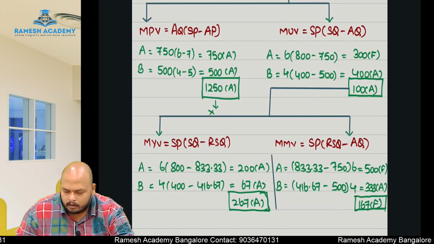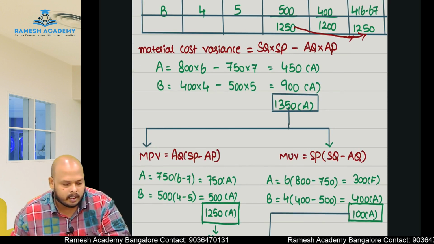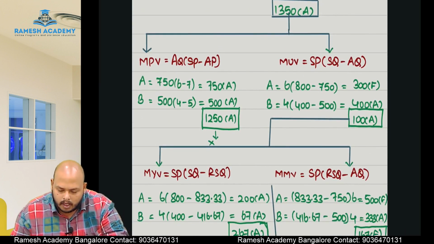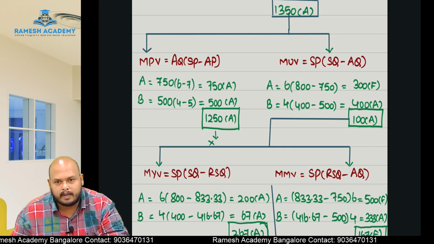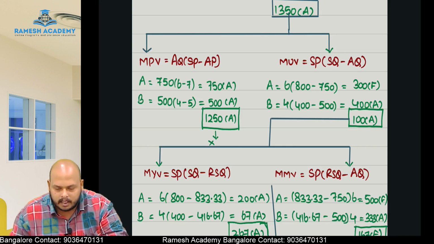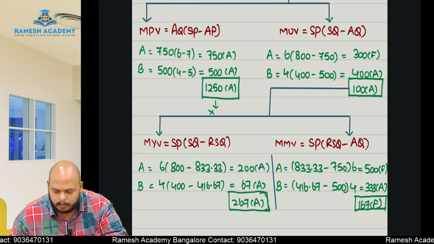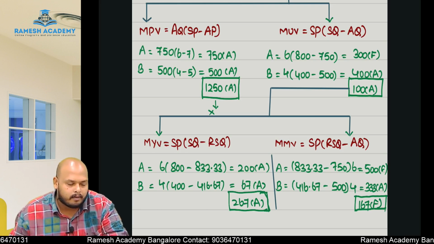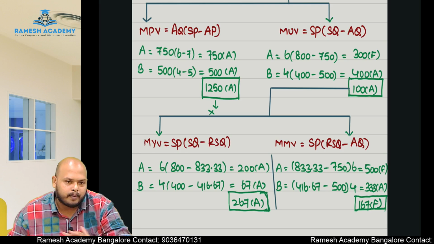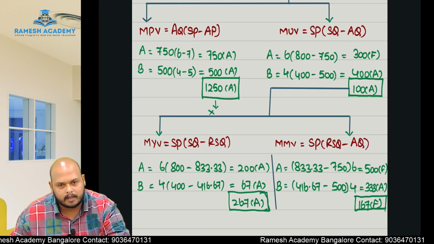So what is the first formula? Material cost variance is equal to standard quantity into standard price minus actual quantity into actual price. Price variance is equal to actual quantity into standard price minus actual price. Usage variance is equal to standard price into SQ minus AQ. Yield is equal to SP into SQ minus RSQ. Mix is equal to SP into RSQ minus AQ. So these are the formulas we have. If you understood these formulas, similar labor variance formulas will be there.